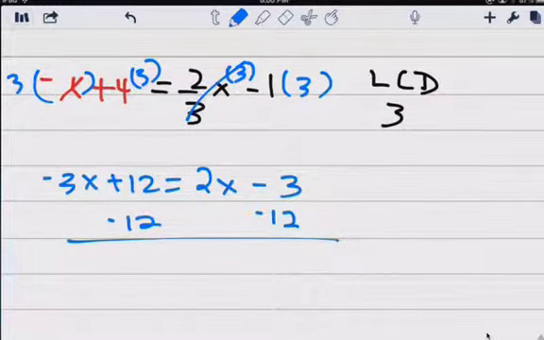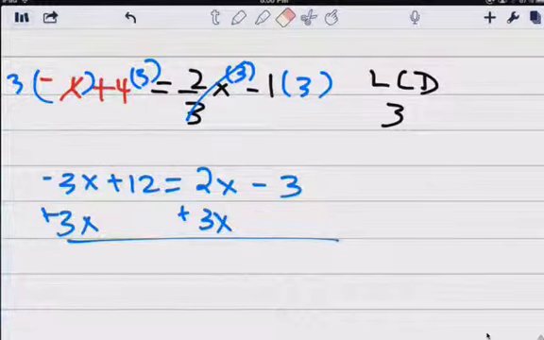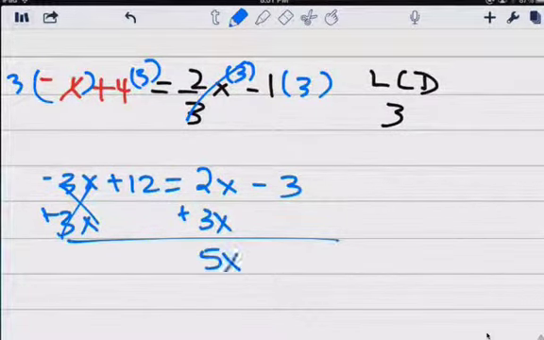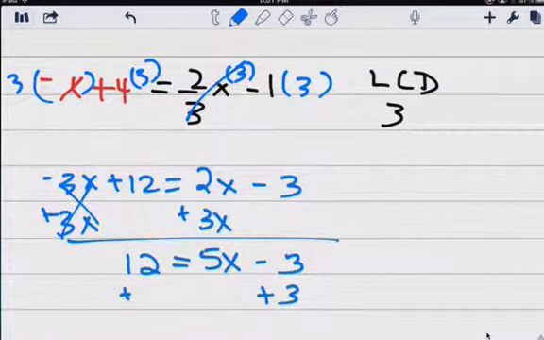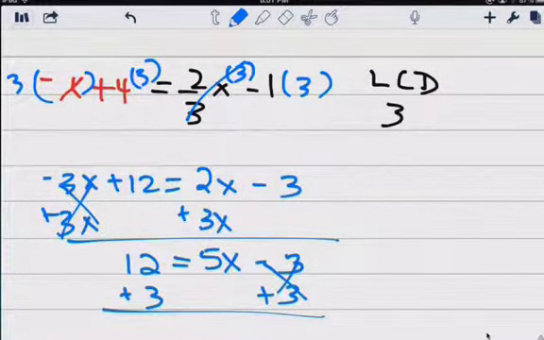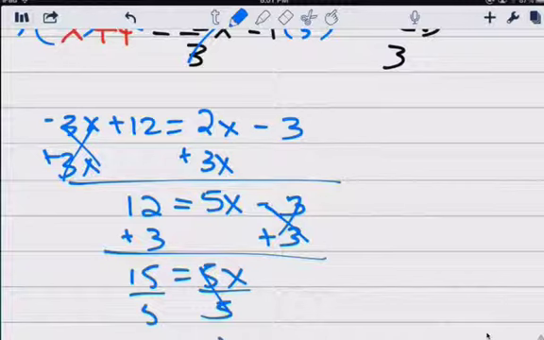Oh no, let's get rid of the variable first. It doesn't really matter, but for most students it's easier to get rid of the variable first. The smallest is negative 3x, so you can work with positive variables. Makes it easier, though not necessarily the only way to do it. Add 3x, and that's 15 equals 5x. Divide by 5, you get x equals 3.